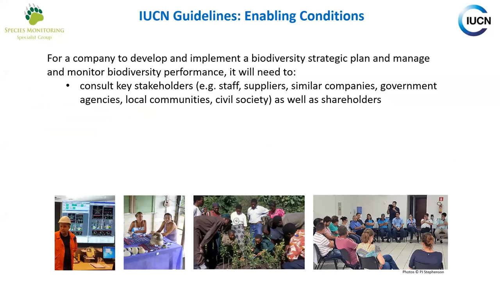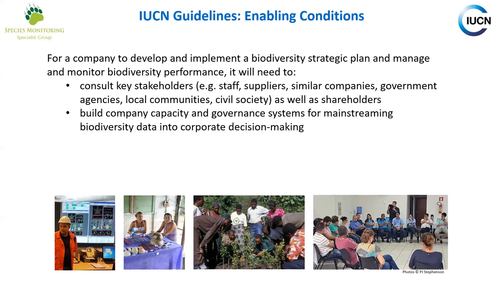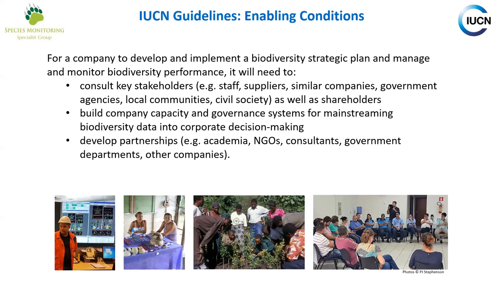I just finish by pointing out that the guidelines also discuss the enabling conditions necessary for companies to apply them. One of the key enabling conditions is the consultation with key stakeholders. So this is not just about talking to shareholders, but also talking to other people who have a relationship with the biodiversity that is a priority for the company. So it's about government agencies, local communities, and civil society, and engaging those, especially from the goal setting stage onwards. We also talk about how companies will need to build company capacity and governance systems for mainstreaming biodiversity data into their corporate decision-making. And also most companies will want to consider developing partnerships with academic institutions, NGOs, and so forth to help them with some of this work.